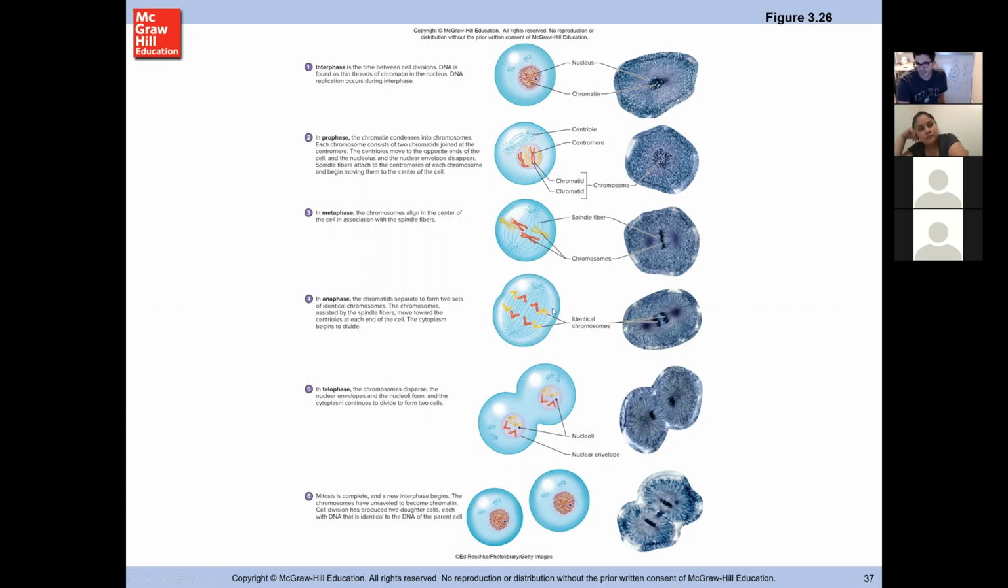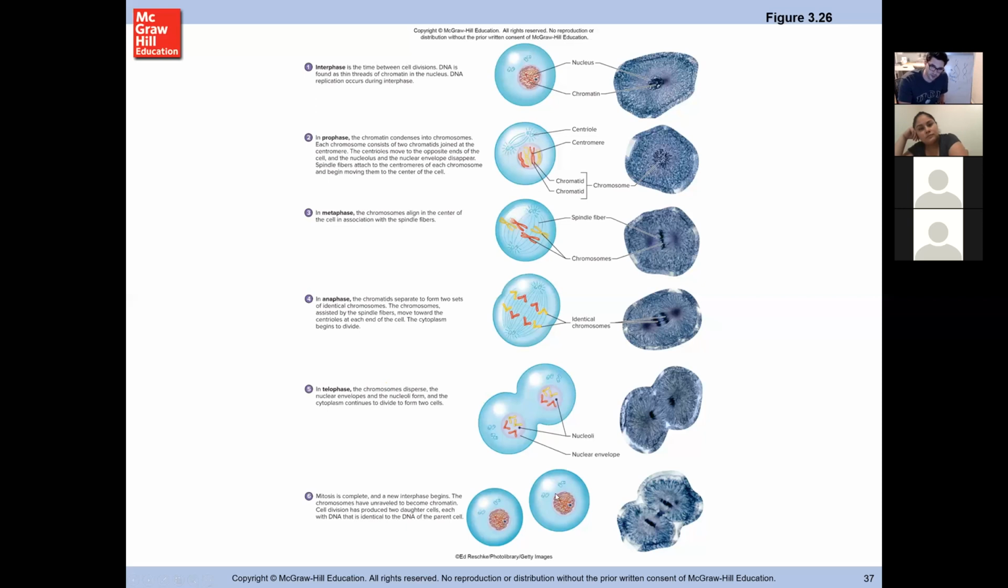So once that happens, then the cell begins to divide. So now we've duplicated our DNA, we are now dividing, and then the cell pinches itself in half, creating 2 new daughter cells that have the exact same genetic information in them. Okay, so that's our end product of mitosis.